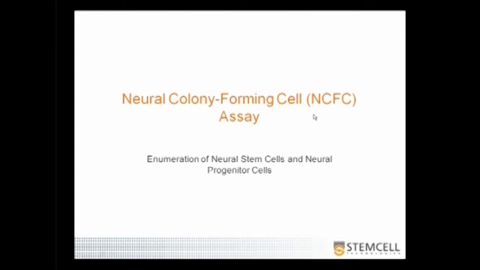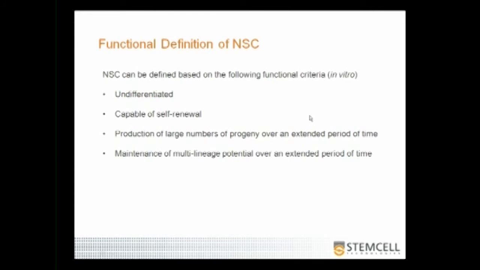Both the neurosphere and the adherent monolayer culture systems do not allow the quantification of neural stem cells and neural progenitor cells directly. Going back to our definition of a neural stem cell, a cell that is undifferentiated has the ability to self-renew, produce a large number of progeny over an extended period of time, and maintain multilineage differentiation over an extended period of time. A cell that fulfills all of the criteria listed is defined as a stem cell, and a cell that only meets one or some of the criteria listed is termed a progenitor cell.